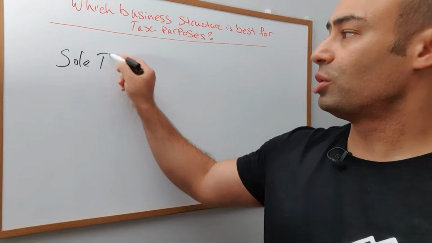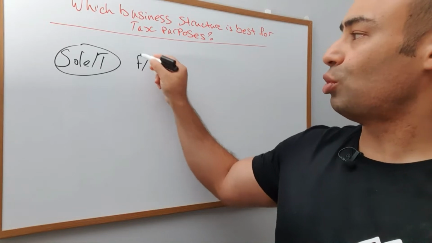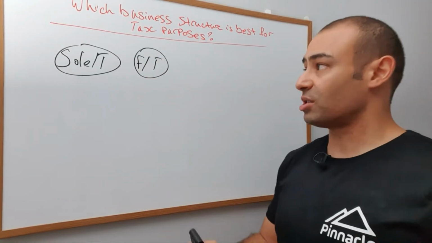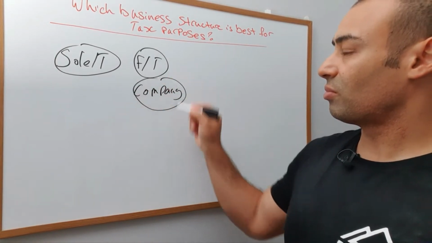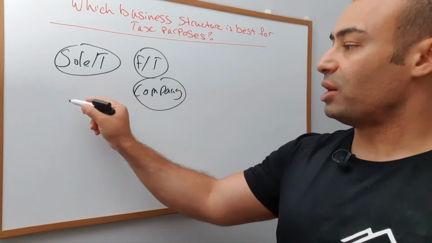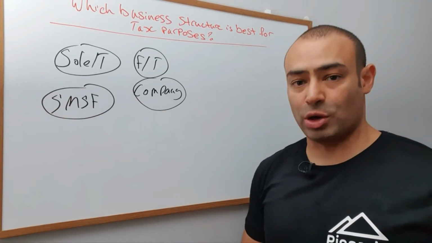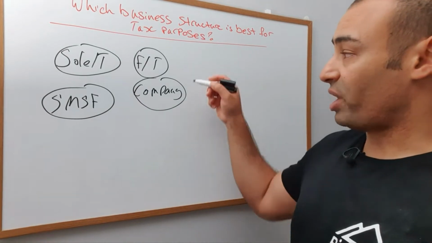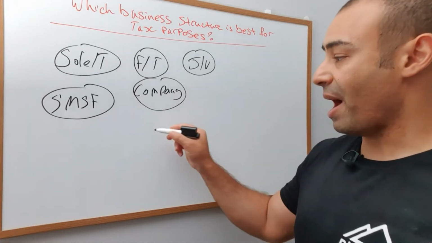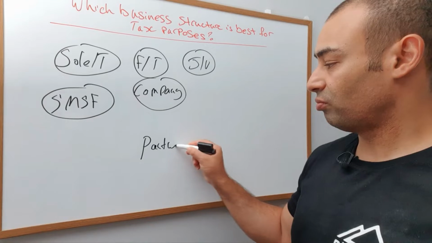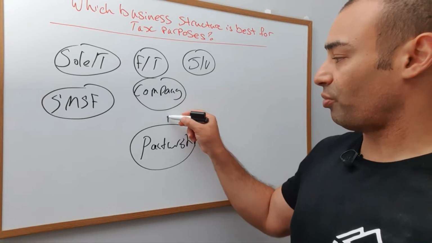So first is sole trader. Next one is family trust, also known as a discretionary trust. Then we've got a company. We have an SMSF, which is a self-managed superannuation fund. We can have a JV, a joint venture. We can also have a partnership, which is really a mix of these ones over here.